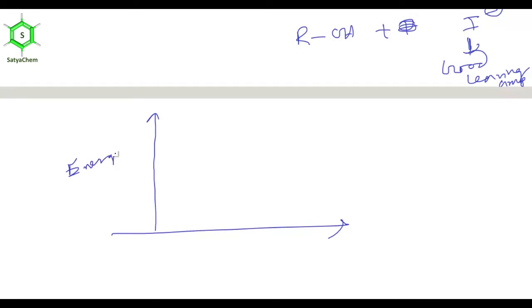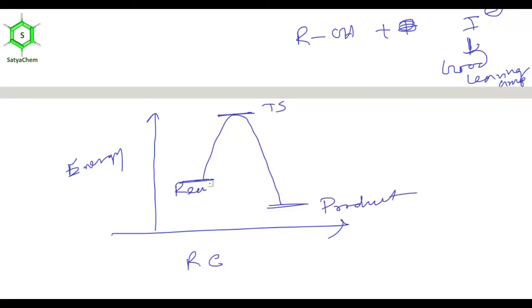Energy, and this is the reaction coordinate. In the first case we have given only aqueous alkali, where only HO minus acts as nucleophile. Transition state, product, reactant. In the second case the reactant is the same, but it proceeds through two consecutive steps.